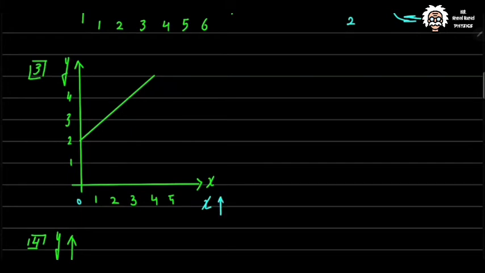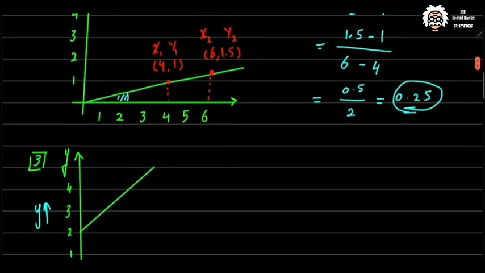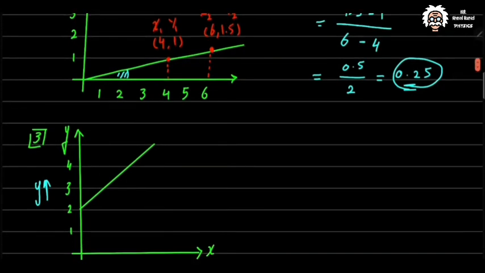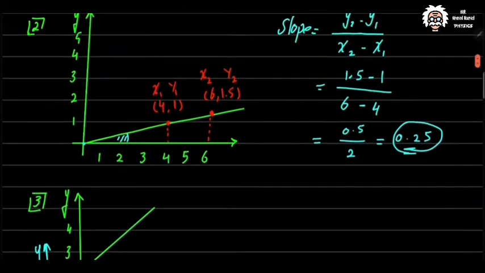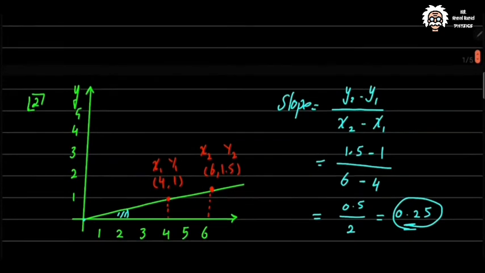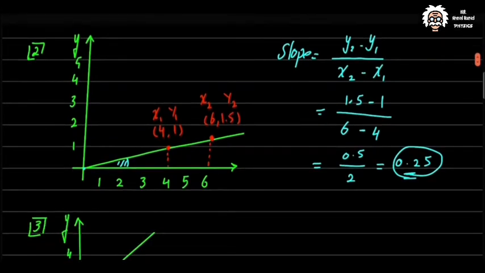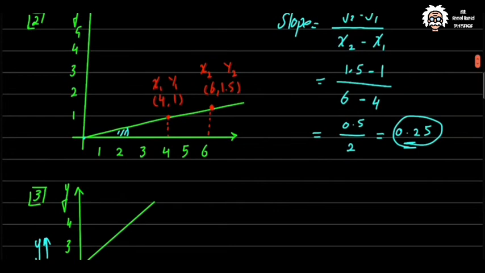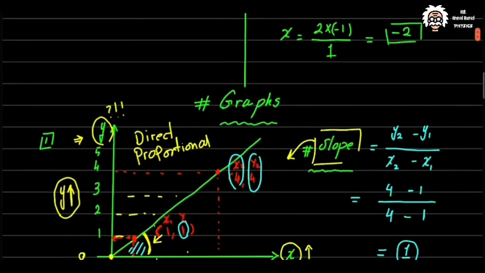And if we look at the y-axis, at first it was 2, then 3, then 4. So the y-axis also is increasing. But what is the difference between this one and the previous one? In the previous one, at first the x was 0 and the y was 0, and they were increasing with the same rate. If the x-axis increased to double, the y-axis will increase to double, and if the x-axis increased 3 times, the y-axis will increase 3 times. So they are changing with the same rate, so we called it a direct proportional relation.